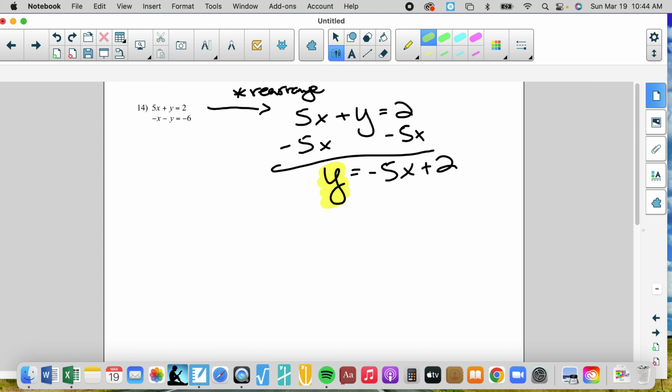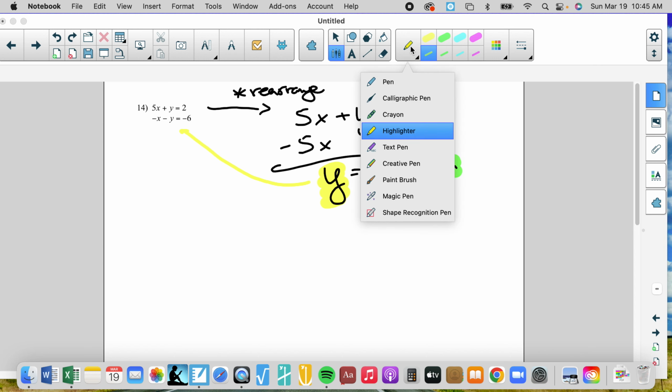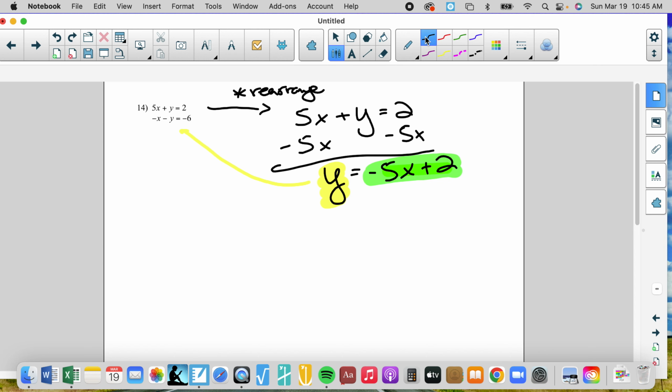So I solve for y in terms of x. And I'm going to take this and plug it into the other equation. Ooh, I like this other equation because there's something tricky about this. My other equation is this.